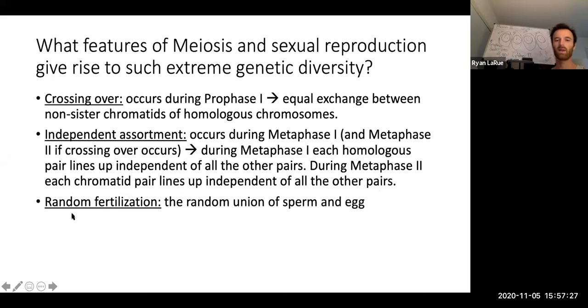And like I mentioned, random fertilization, sperm and egg, they don't really have an advantage. It's just kind of random. There's trillions of sperm cells and you get trillions of eggs, but only 46, I believe, or so make it. And it's random which one meets up with which.